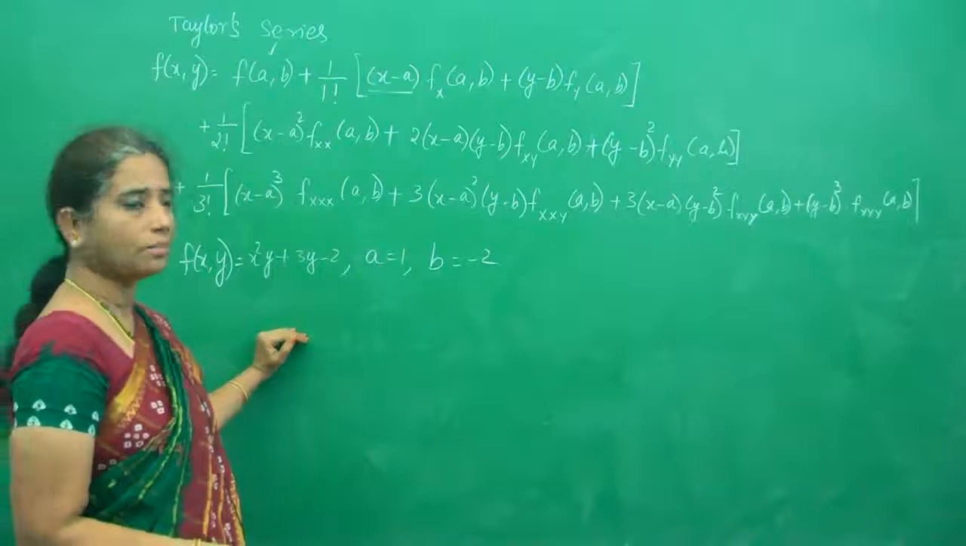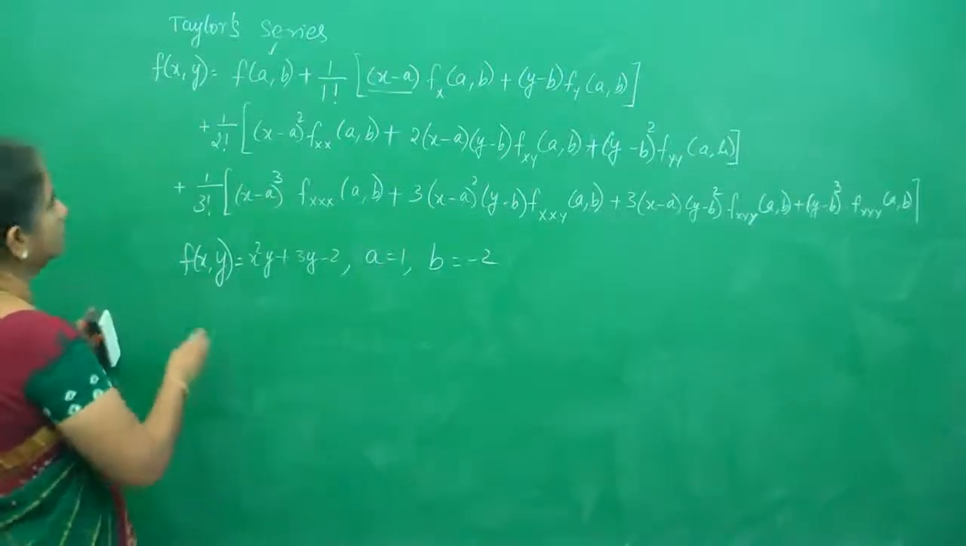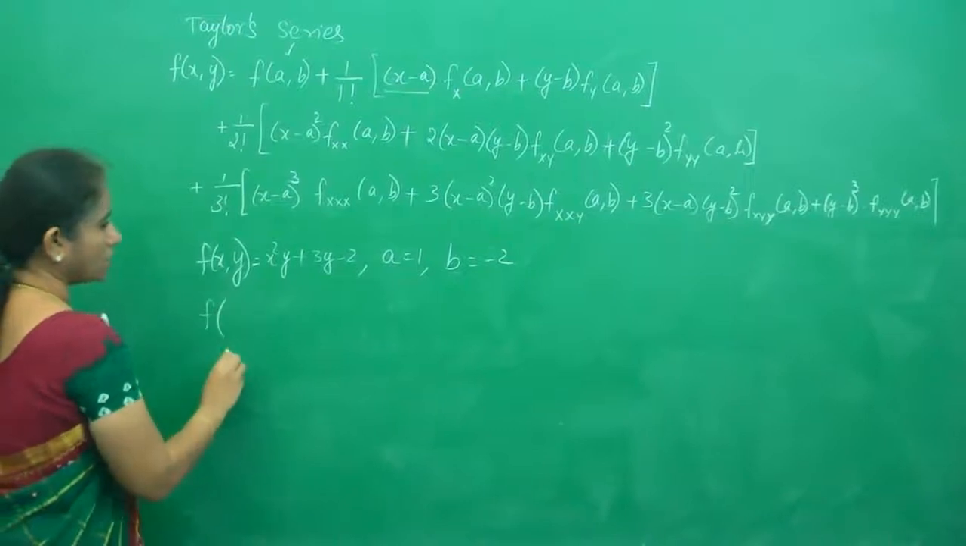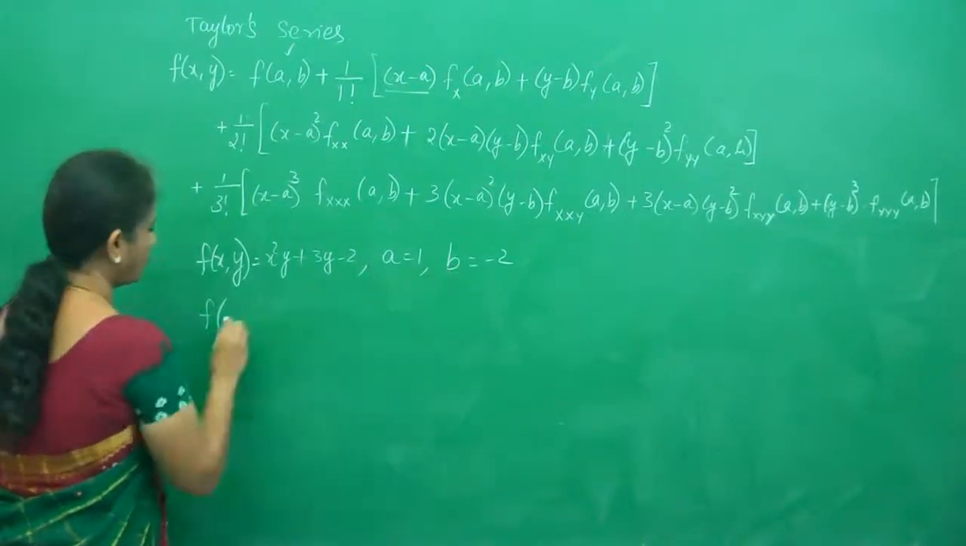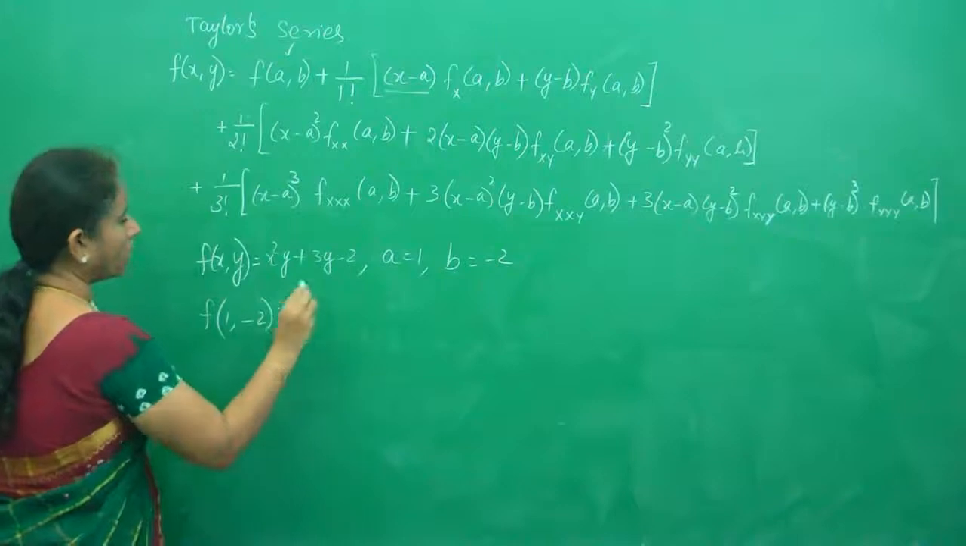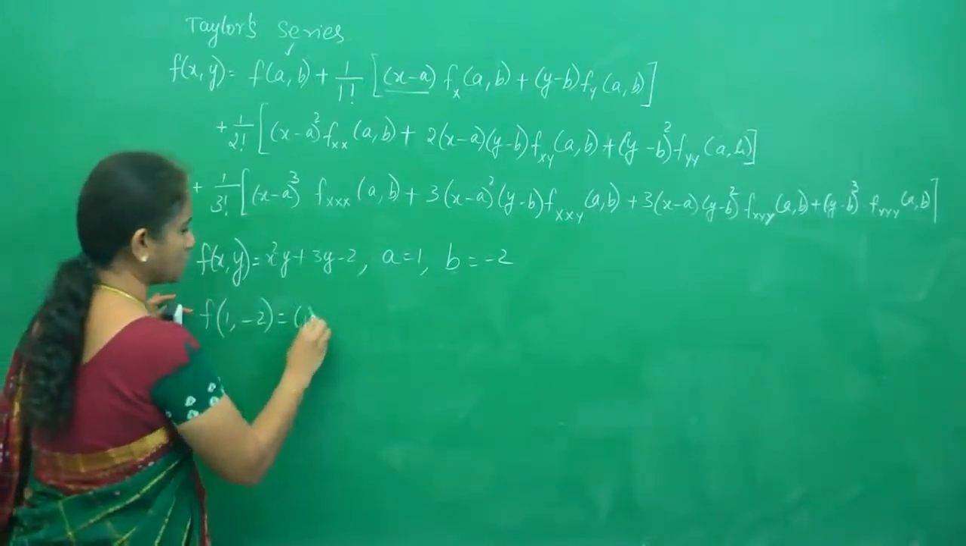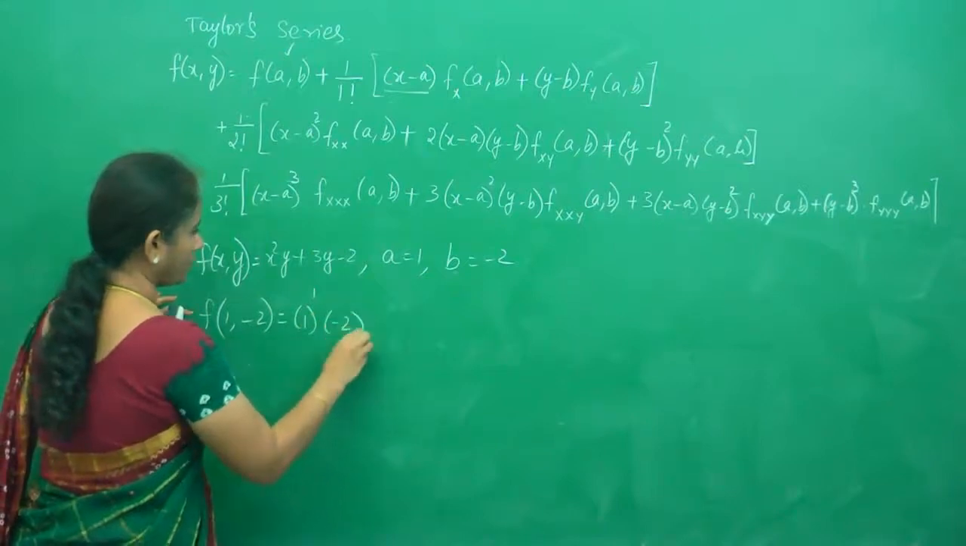So let us start doing the problem now. First is f of a comma b. So what is f of a comma b? F of 1 comma negative 2. What is f of 1 comma negative 2? Just substitute. Basically very simple.